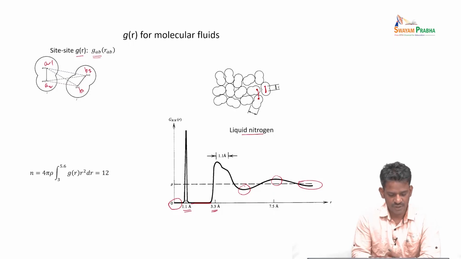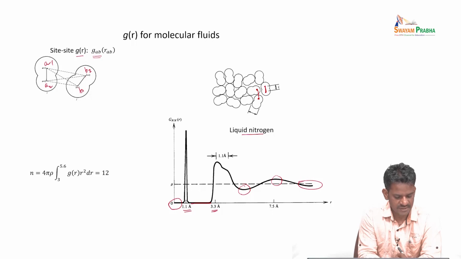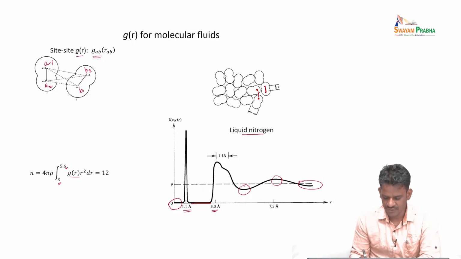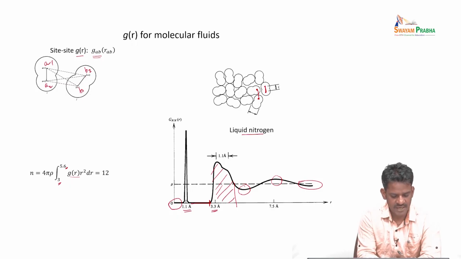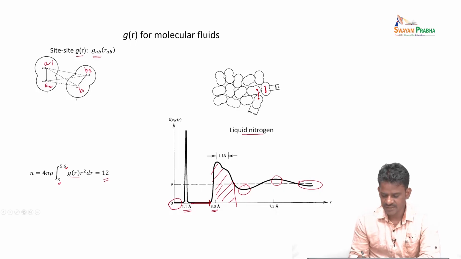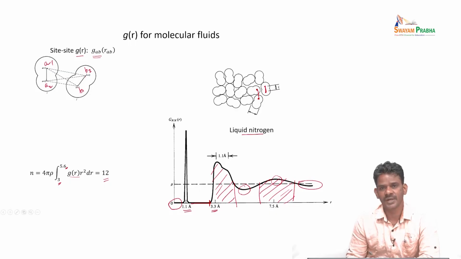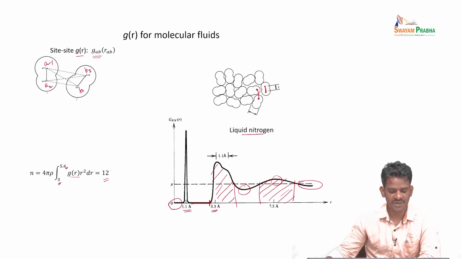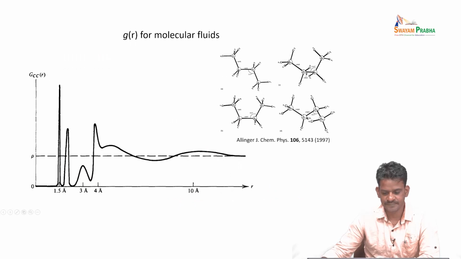So you can get rich information about the molecular details by looking at site RDF functions. Now, like I was saying before, if you integrate this g of r r square dr between two limits, in this case for example from 3 to 5.6, you see the total number of atoms in this particular range is given by 12, which basically means the first nearest neighbor shell for liquid nitrogen has about 12 atoms. And if you integrate between the next limits, you will see the number of atoms in the second coordination shell as well. So such rich information can be obtained by looking at g of r.